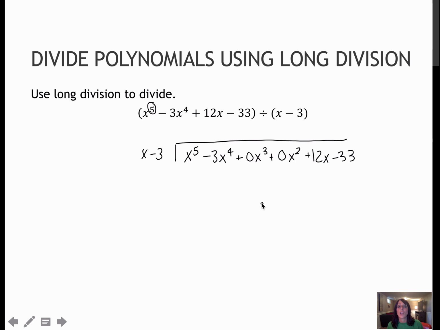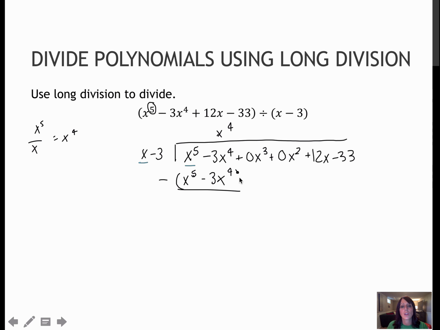Now it's going to be kind of a long process. So again, I'm focused on those first terms. So x and x to the 5th. I would say x to the 4th times x is x to the 5th. Again, if you need to do that division off to the side, feel free to do that to find this term. x to the 4th times x is x to the 5th. x to the 4th times minus 3 is minus 3x to the 4th.